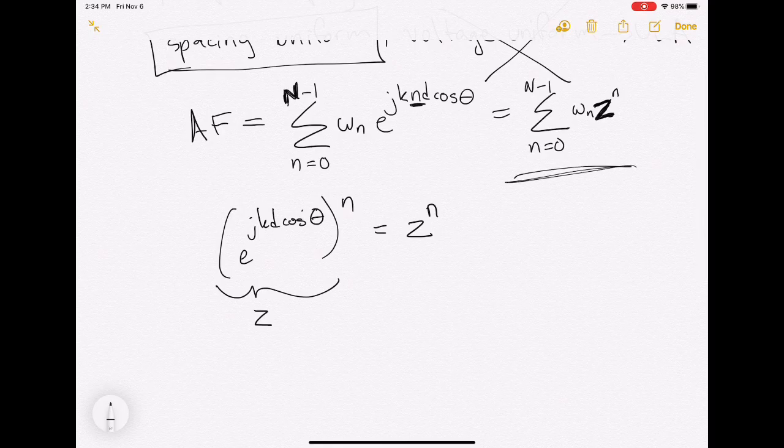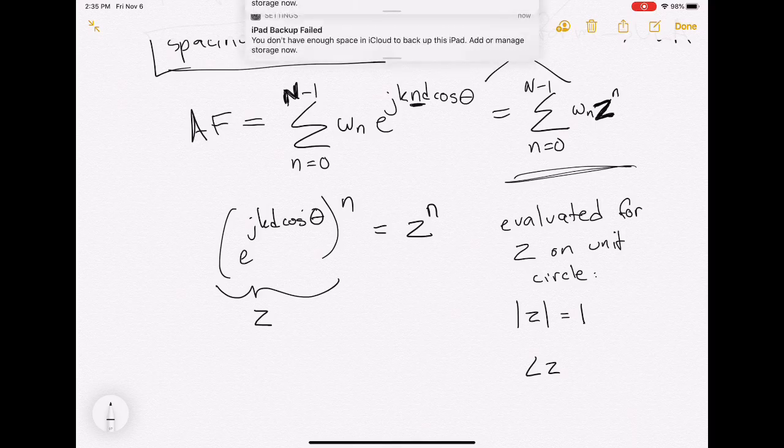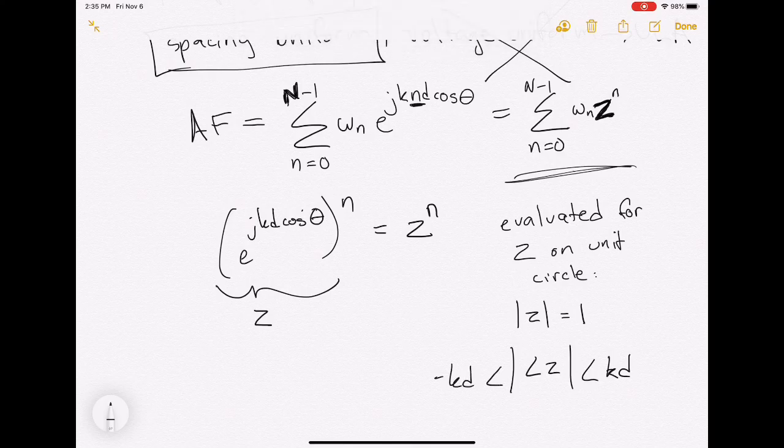Now this polynomial gets evaluated for values of z that are on the unit circle. So the magnitude of z is always equal to 1, but the phase of z can be between kd and minus kd, like that.